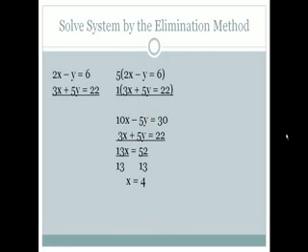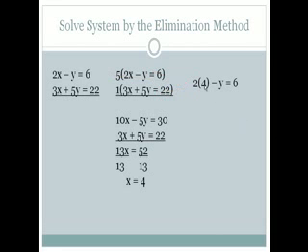To find the second variable, pick one of your original equations, and again I'm going to pick the top, but remember it doesn't matter which one you pick. It's not a hard question to decide about, okay? Either one is going to give you the same answer.